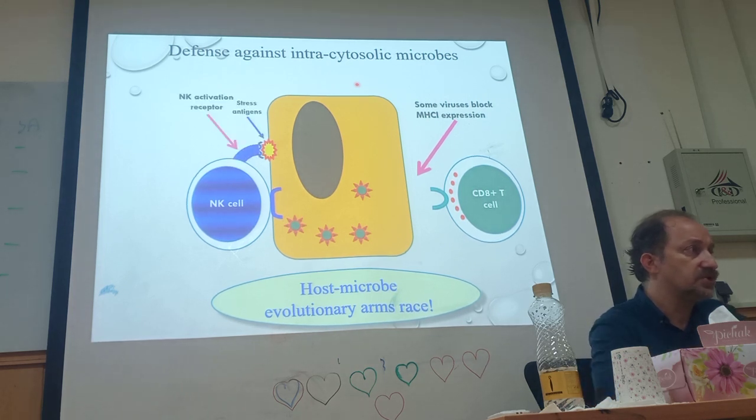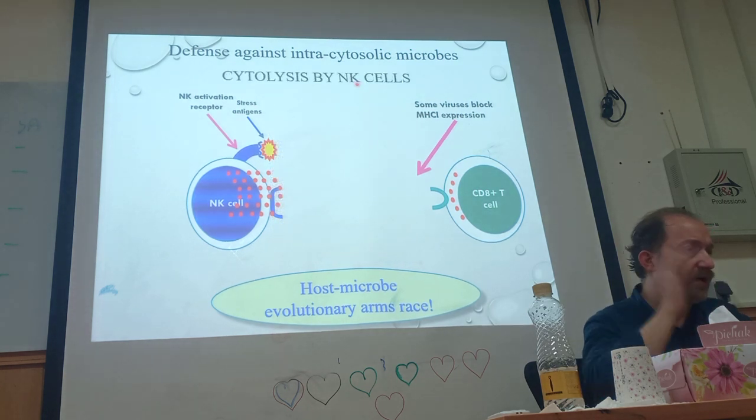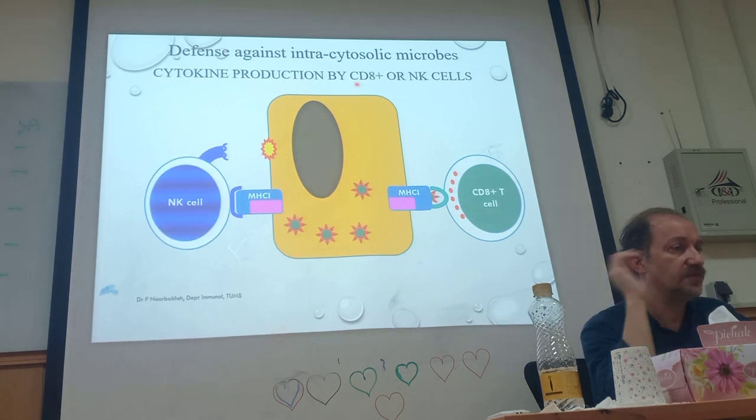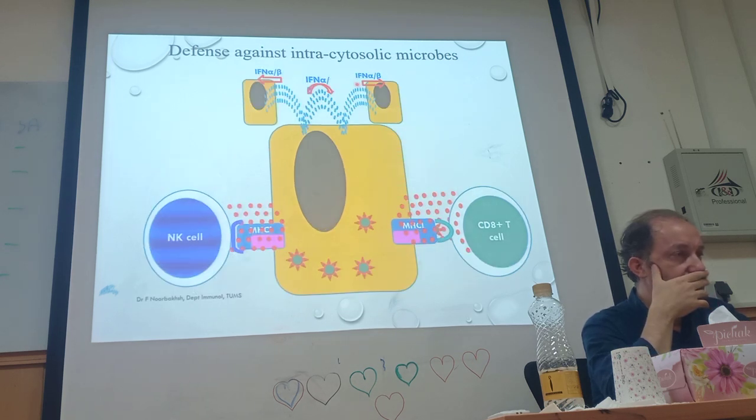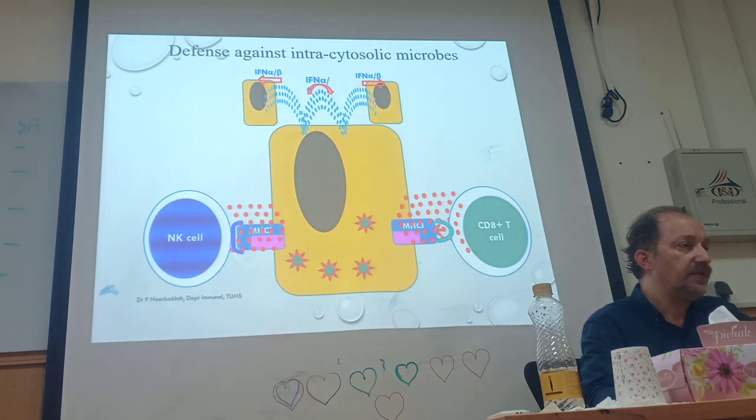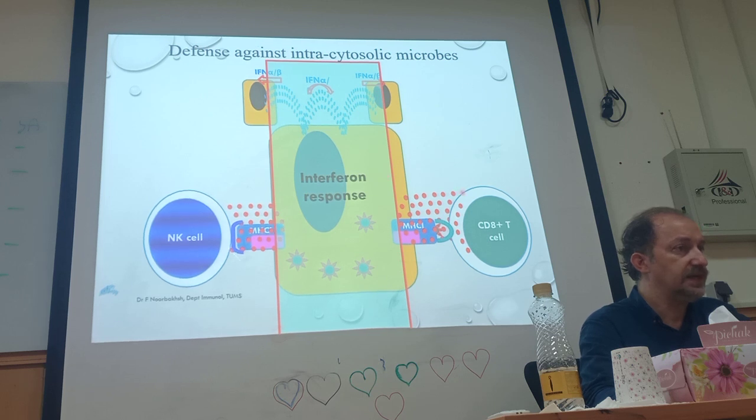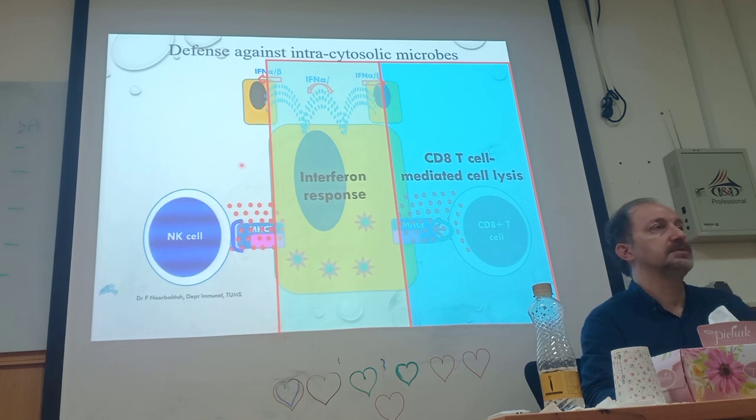So this is the SS antigen, NK activation receptor. Again, we have interferon alpha and beta. You can see MHC class 1. Again, we have production of interferon gamma by CD8 positive T cells, and from NK cells, from both sides. And as I mentioned, interferon alpha and beta may have a role. So in this part, at the main phase, we have the interferon response. This is CD8 T cell mediated cell lysis, and this is NK mediated cell lysis.